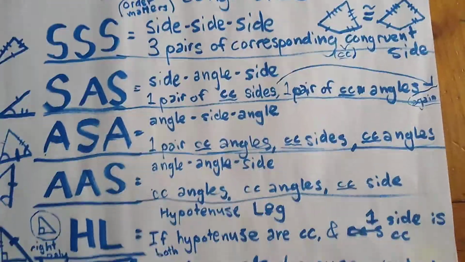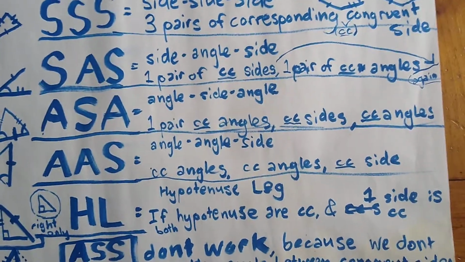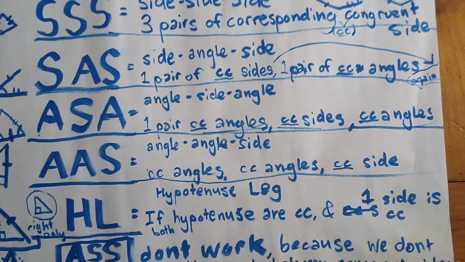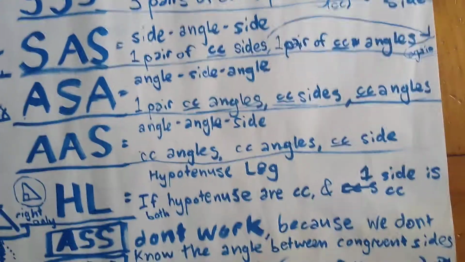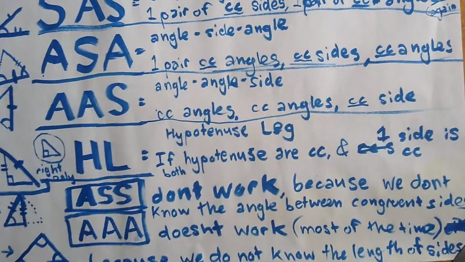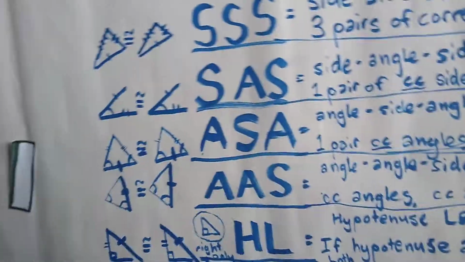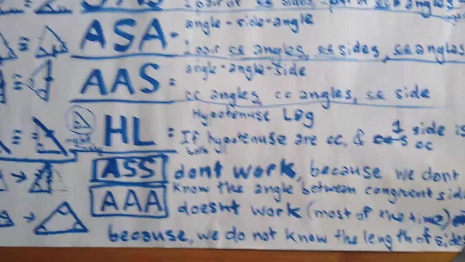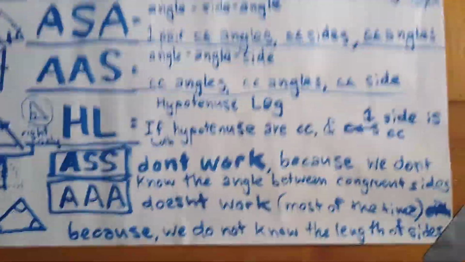AAS, or angle angle side, requires 2 consecutive pairs of corresponding congruent angles and a pair of corresponding congruent sides. HL, or hypotenuse leg, requires both the hypotenuses and a set of legs to be corresponding and congruent. There's also other postulates that can't prove congruence, such as angle side side and angle angle angle.